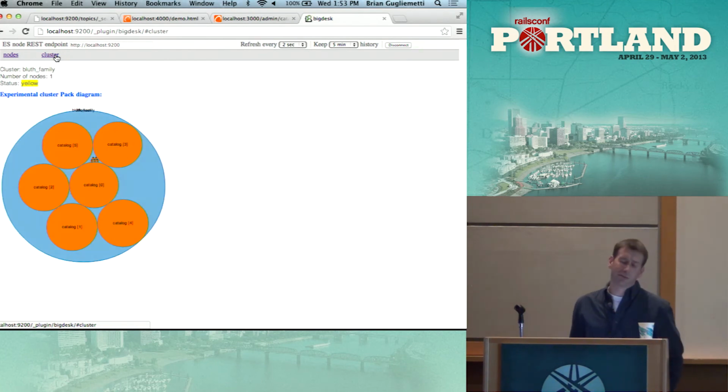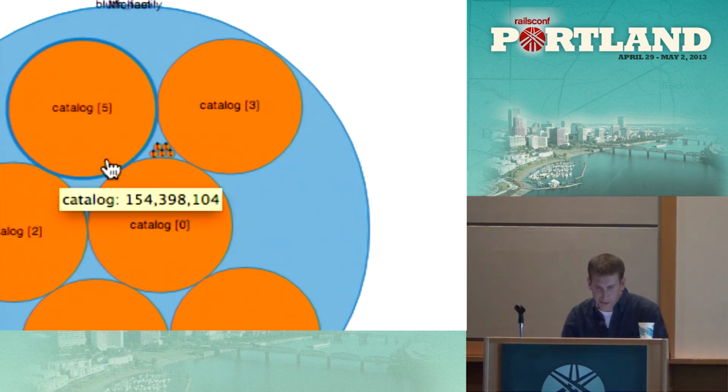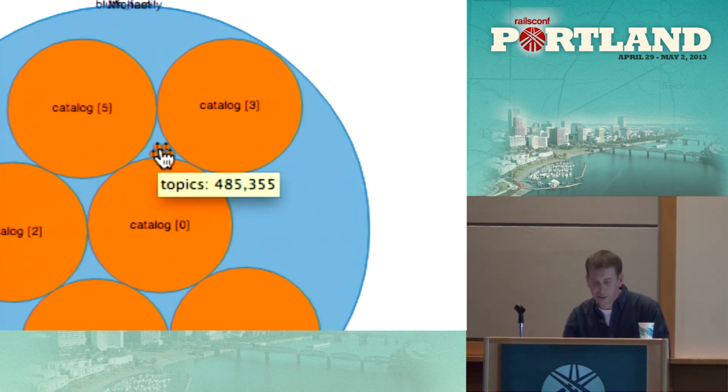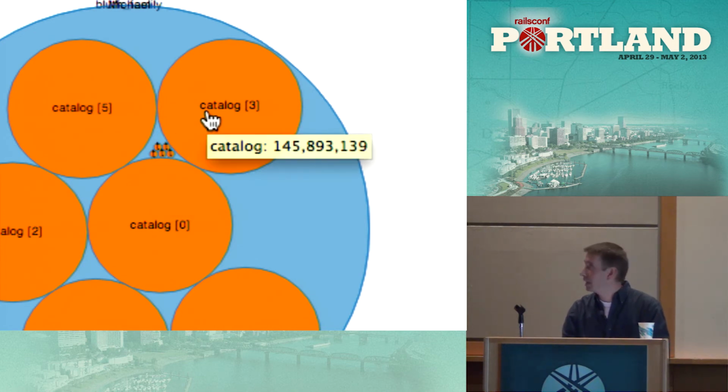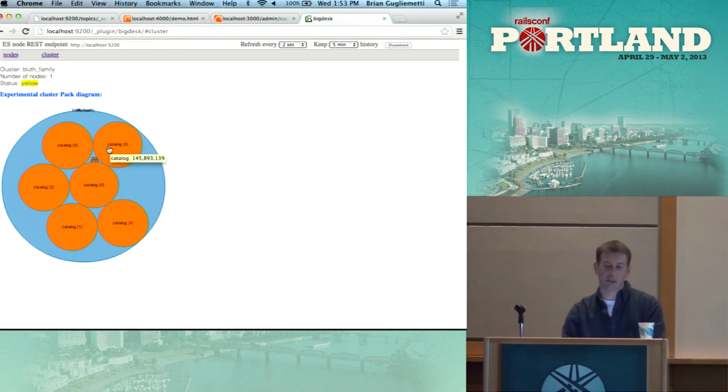You can also get a visualization of your cluster. Right now I'm only running a single node, so this is showing the Blue family node and all the shards inside of it. I don't know how visible this is, but you can see these tiny little dots in here. These are the topic indexes that I created earlier, and they're relatively small, 475K or so. Then we have our catalog, and these are much larger, around 140 megs. So it gives you a nice visual of how big your indexes and shards are.